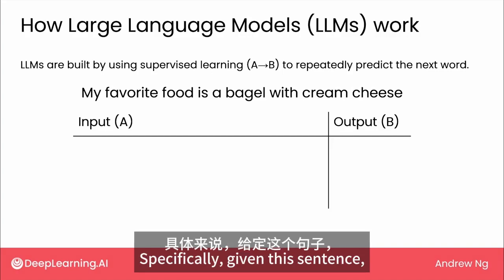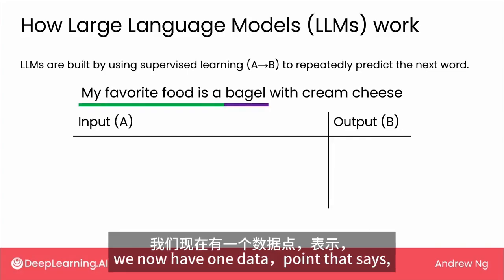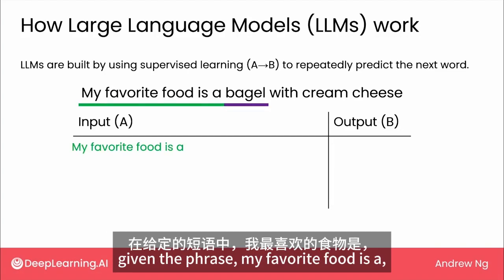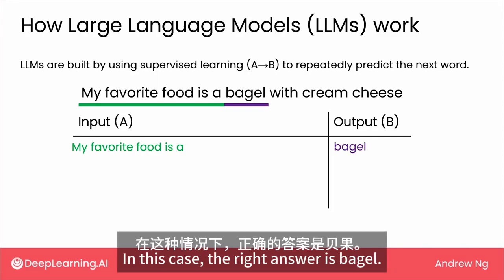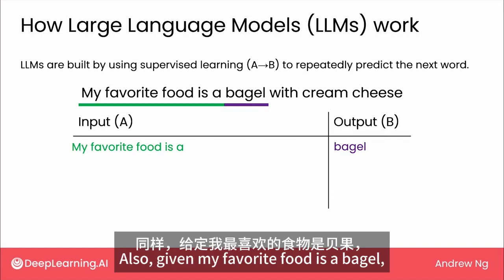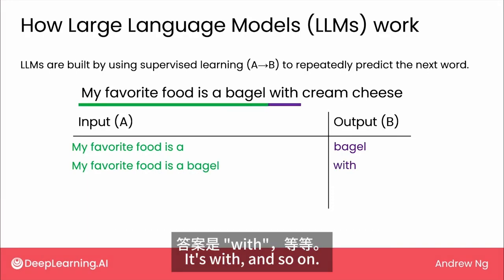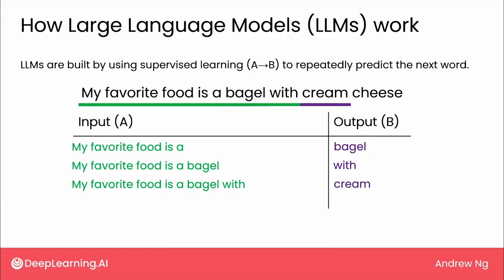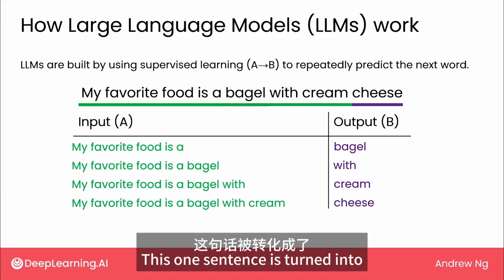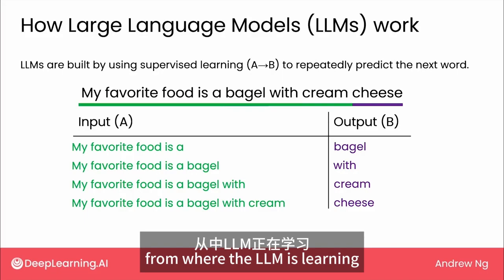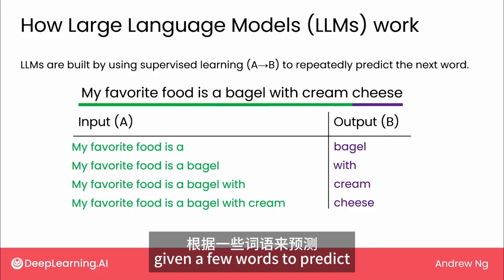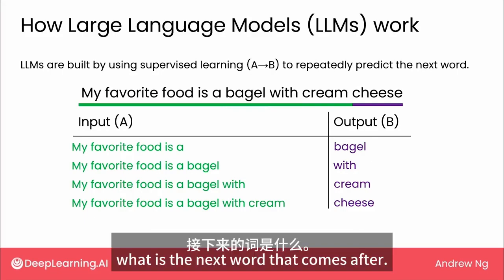Specifically, given this sentence, we now have one data point that says, given the phrase "my favorite food is a," what do you think is the next word? In this case, the right answer is bagel. And also, given "my favorite food is a bagel," what do you think is the next word? It's with, and so on. So this one sentence is turned into multiple inputs A and outputs B for it to try to learn from, where the LLM is learning, given a few words, to predict what is the next word that comes out there.